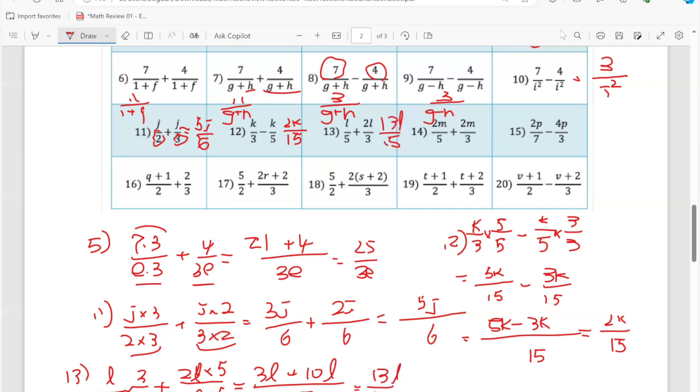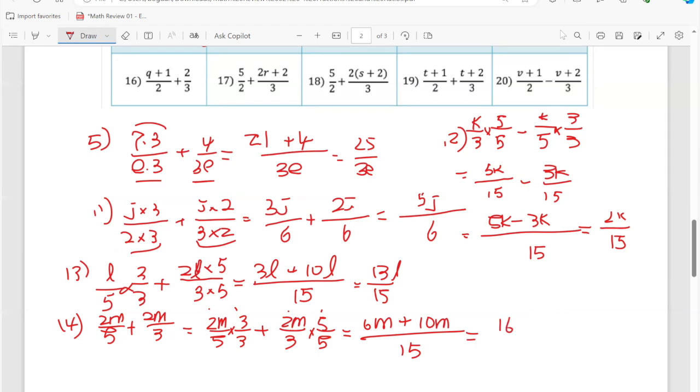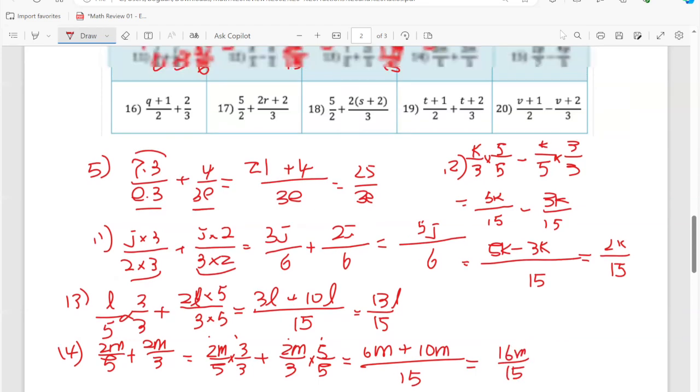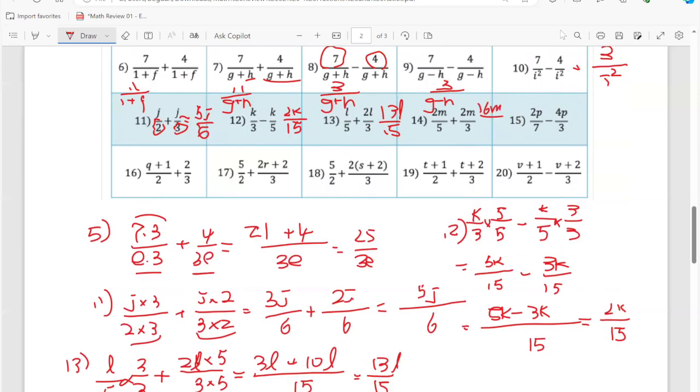Now do 14. Oh, we can't combine it yet. So 14, 2m over 5 plus 2m over 3. Therefore, 2m over 5 multiplied by 3, and 2m over 3 times 5 over 5. Therefore, 15. Then 2 times 3 is 6m plus 2 times 5 is 10m equals 16m over 15 will be the answer for number 14. 16m over 15.